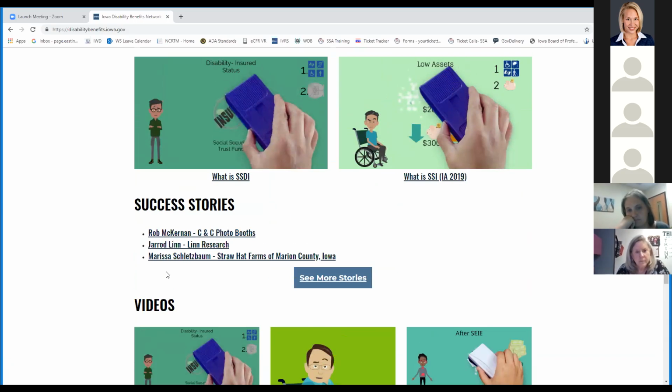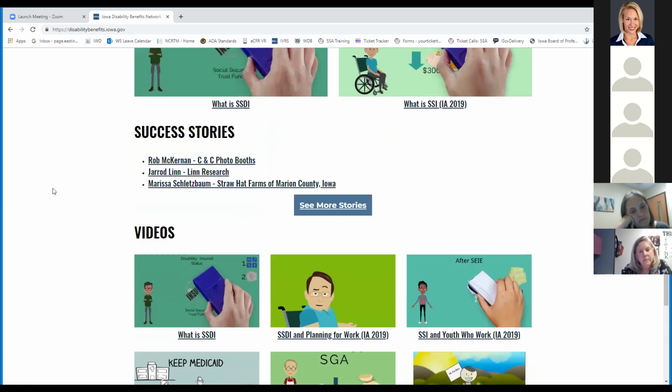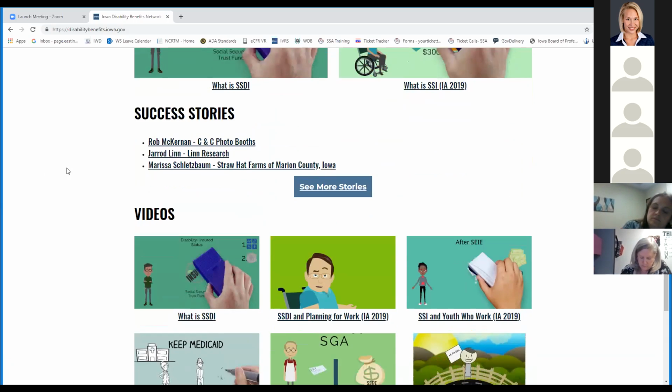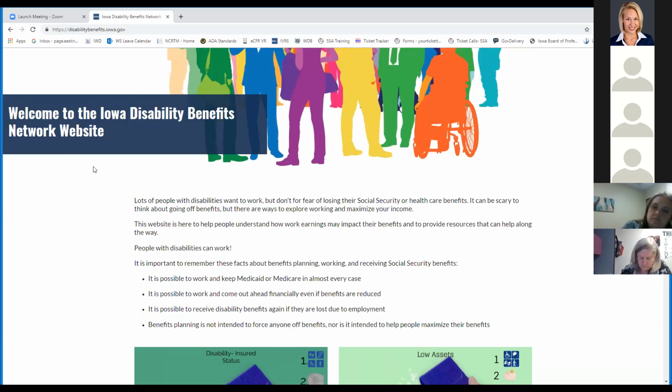We also have links to a variety of success stories, which I think are really important so that other individuals can see folks with disabilities exploring work and succeeding in employment and moving off benefits, and learn from it that way.